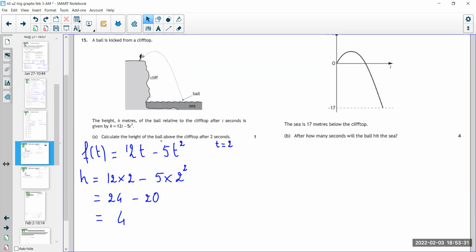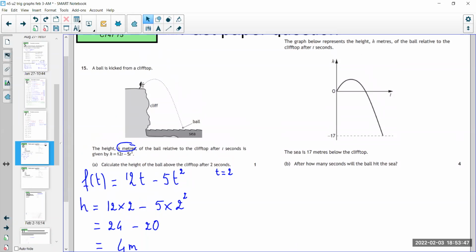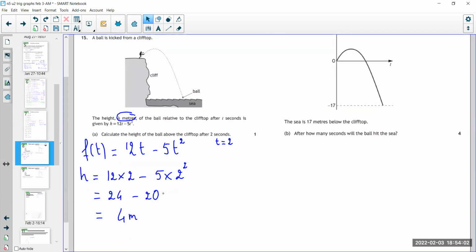So calculate the height above the cliff top. Because they've said the height is in meters, we just write 4 meters. So when this rugby player or football player, whatever you call it, kicks the ball at time 0, after 2 seconds, the ball will reach 4 meters. Okay, so that's what it means. And that's your first mark. 1 mark for this.